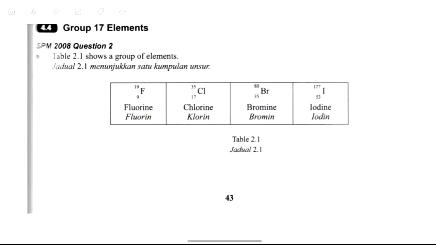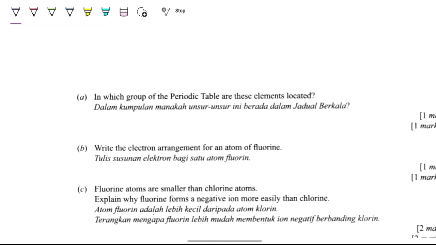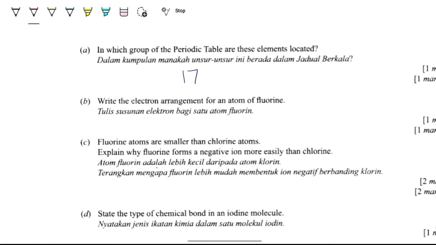We look at the group 17 elements structure questions. The table shows a group of elements. You see fluorine, chlorine, bromine, iodine, all are group 17 halogens. In which group of the periodic table? So it is in group 17. So write the electron arrangement for fluorine.